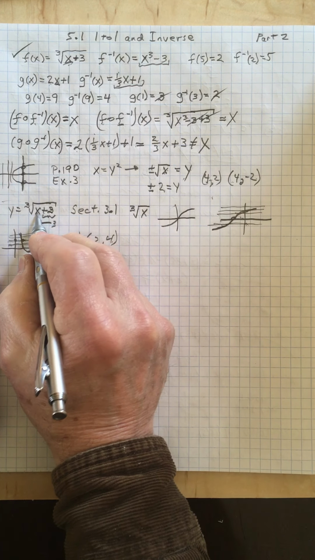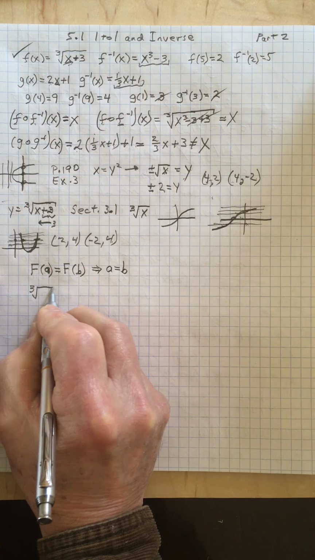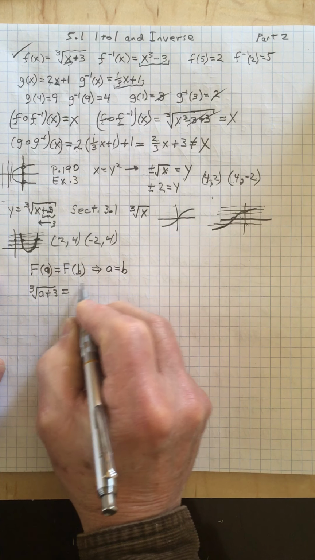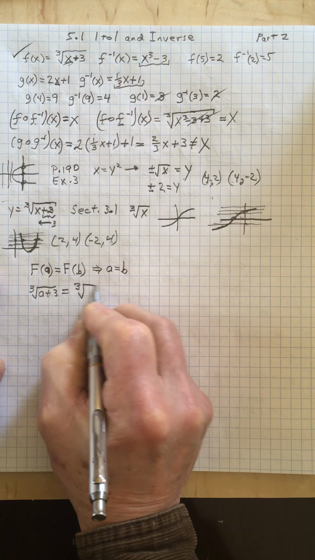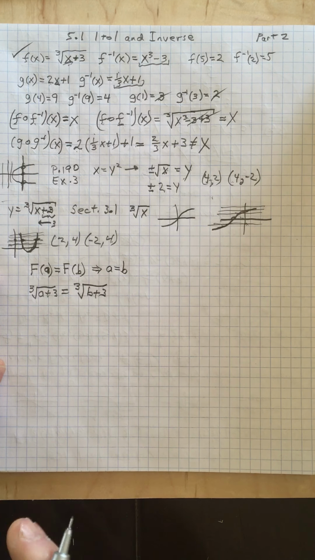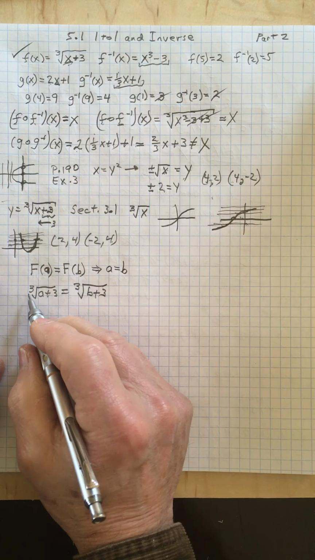So how would that work here? You would just say cube root of A plus 3 equals cube root of B plus 3. And then simplify all this and see if you can get down to A equals B. Well, you can see it's pretty easy.